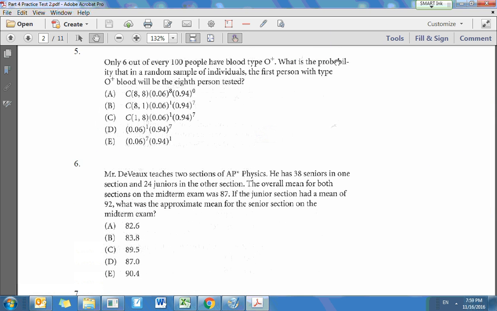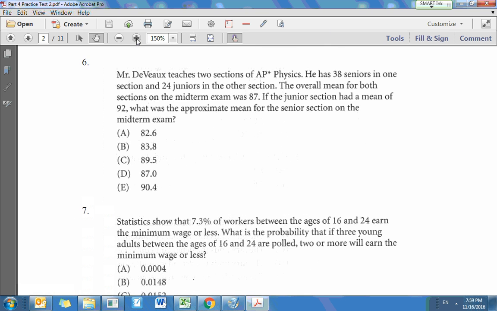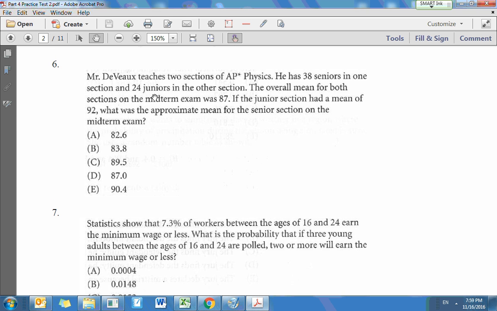Okay, so number 6 is one that we have seen before. We haven't really emphasized it a ton, but this is a weighted means question, so back from our first unit. Mr. DeVoe, who is one of the authors of our textbook, which you don't see very much, teaches 2 sections of AP Physics. He has 38 seniors in one section and 24 juniors in the other section. The overall mean for both sections was 87. If the junior section had a mean of 92, what was the approximate mean for the senior section on the midterm exam?